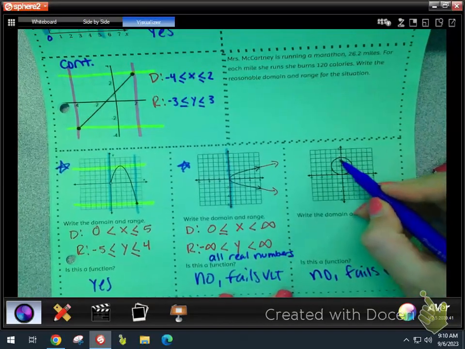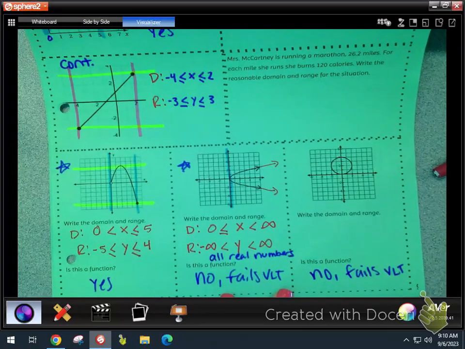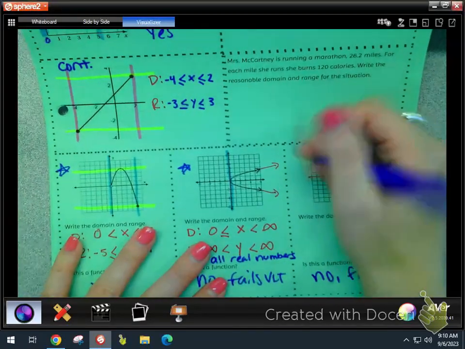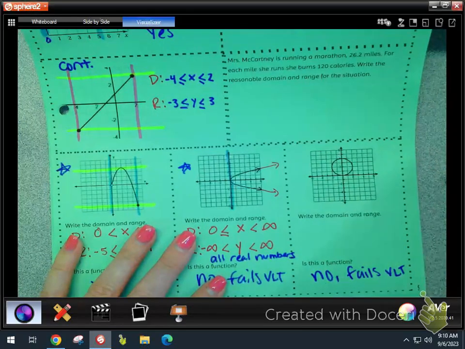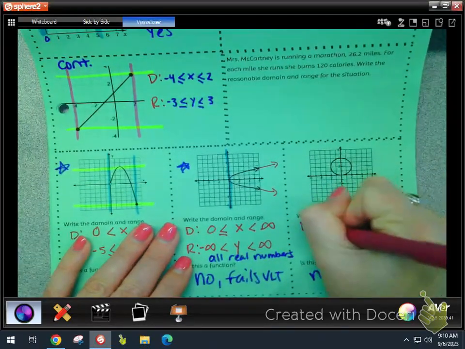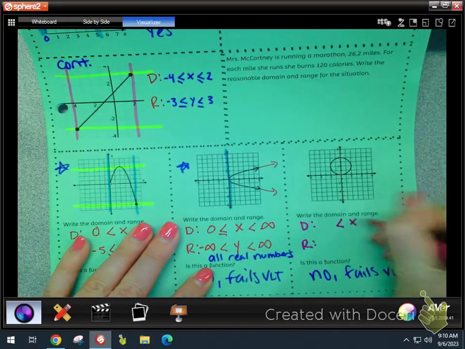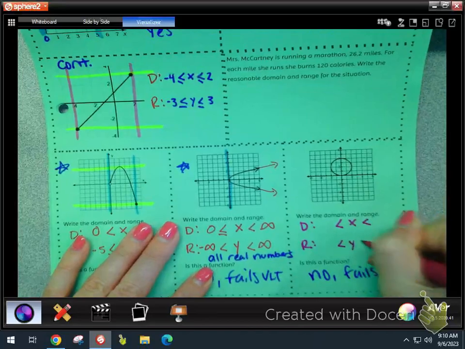Is this circle continuous? Is it connected? Yes. Yeah, it's not a graph of dots, so this is going to be continuous. So we will do our domain and range setup for continuous. Domain, range, less than x, less than y, less than.